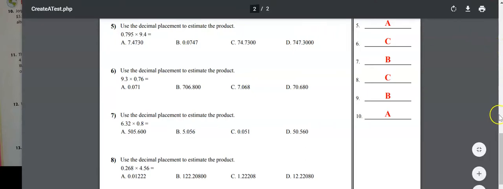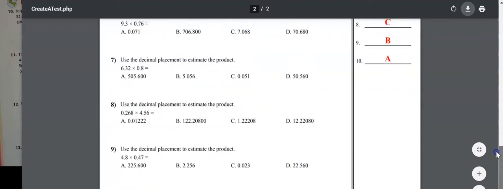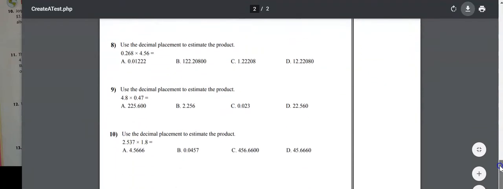Number 8, 9, and 10 then, we'll go down and show you those quickly. Number 8 should have been letter C, 9 is B, and 10 was A. For 8, you have less than 1 times 4, so you should have a little less than 4. The only choice here that shows you a little less than 4 is letter C. You also have 5 places after the decimal.